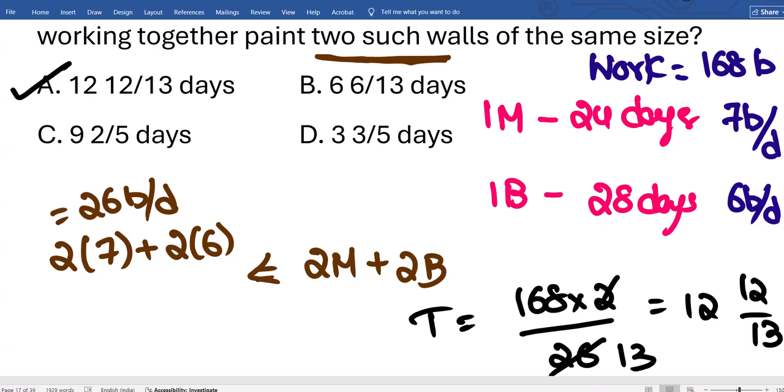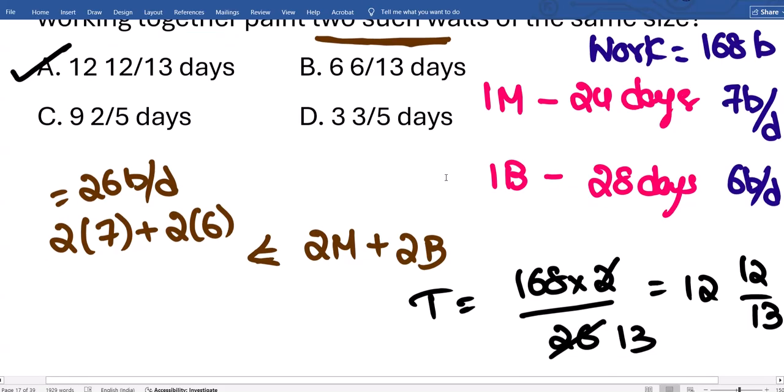Now, time is work by efficiency. Work is 168 into 2, divided by your team, which is having 2 men and 2 boys. Their efficiency is 26, we came to know. So, divide by 26, it is 12 by 13. If by mistake you don't do into 2 there, you take directly 168 divided by 26, you will get option B, 6 by 13. So you have to be very alert. If you do a small mistake, you lose marks. So option A, twice the walls because of that.